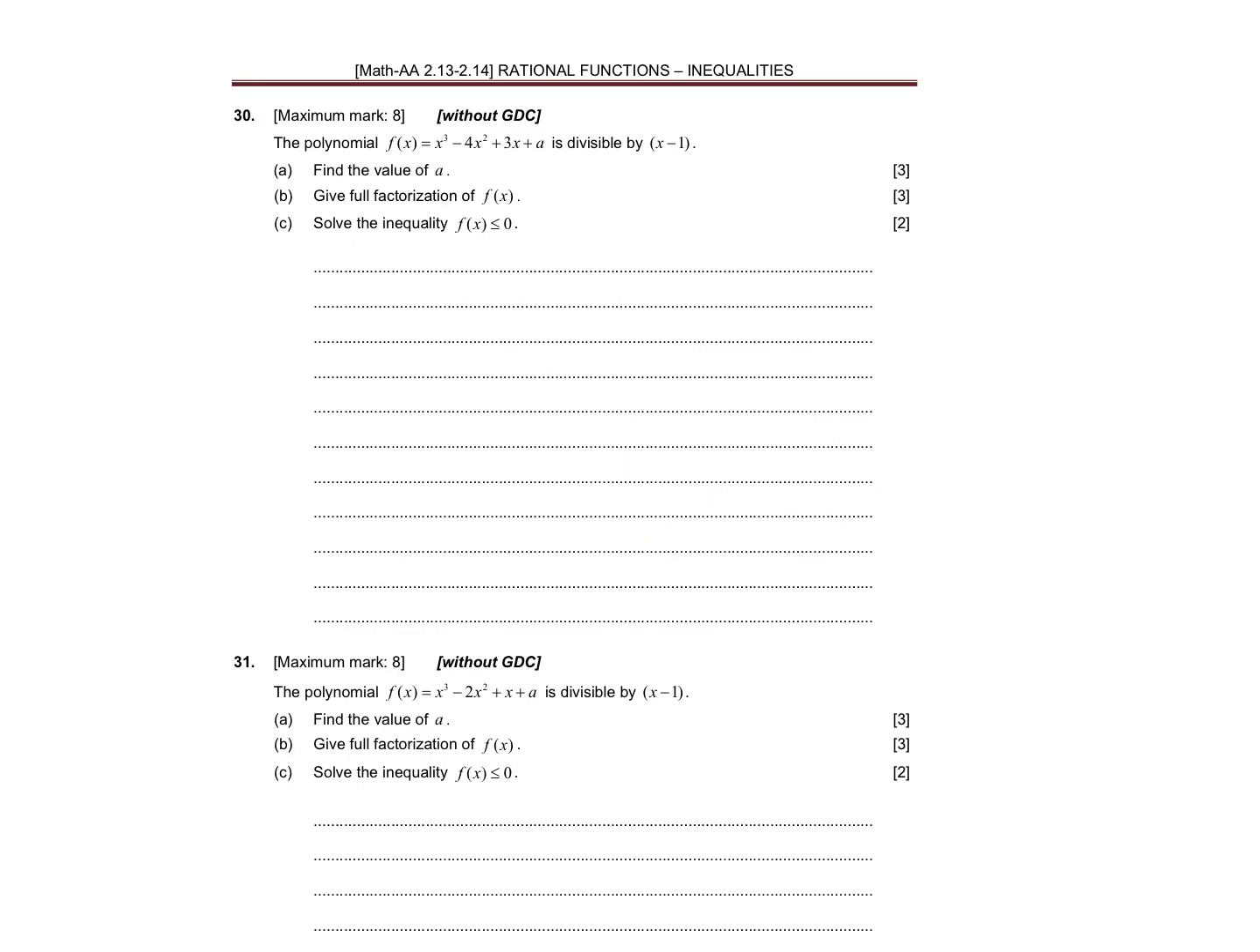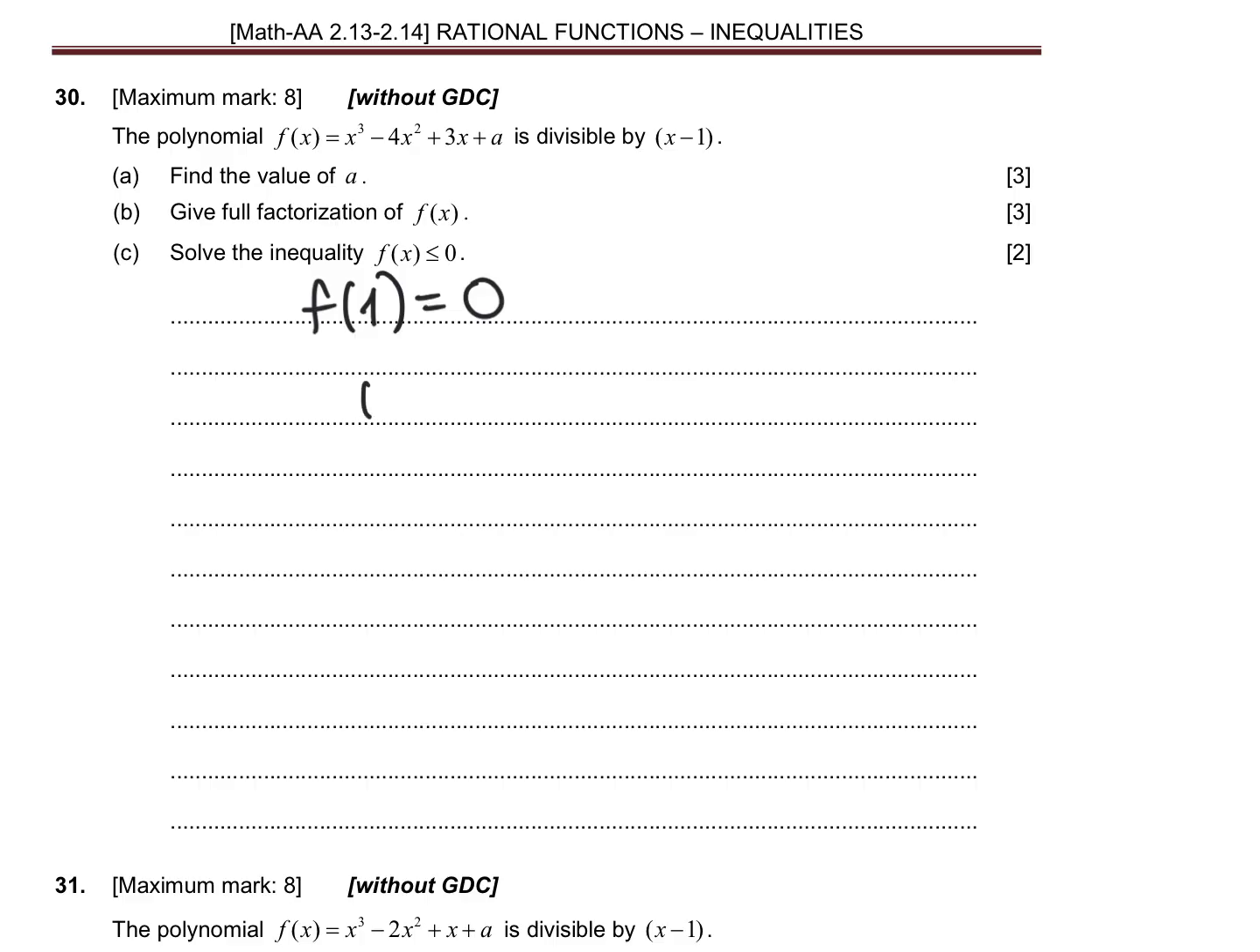All right, this one's divisible by that. So we can substitute in 1, and that's going to be 0. So we'll have 0 equals 1 minus 4 plus 3 plus a. So that's -3 plus 3. So a is 0, actually.